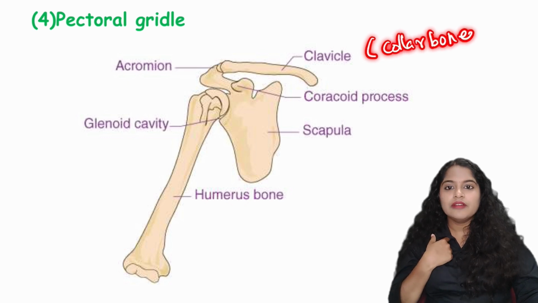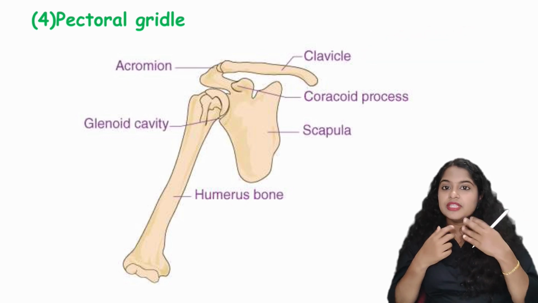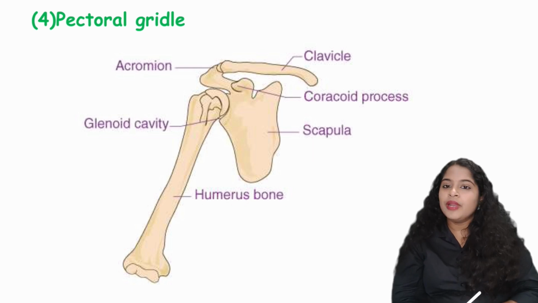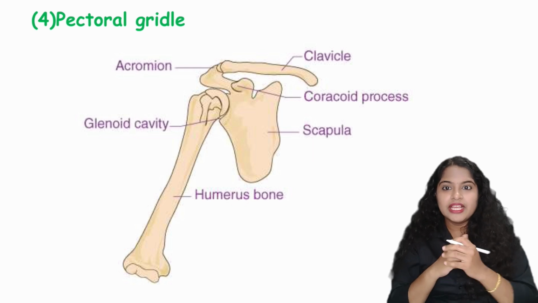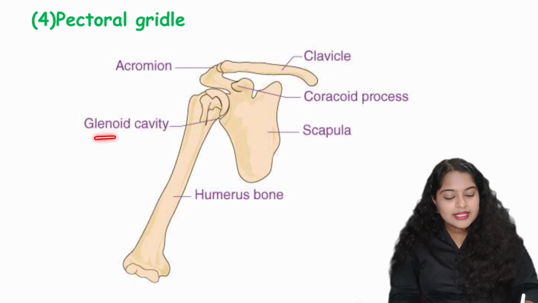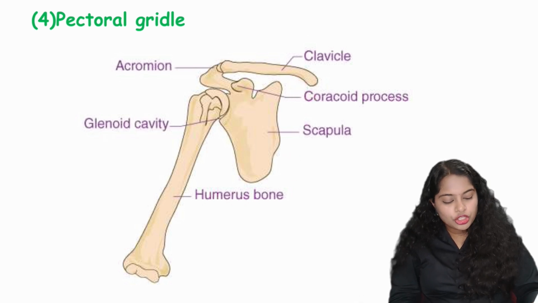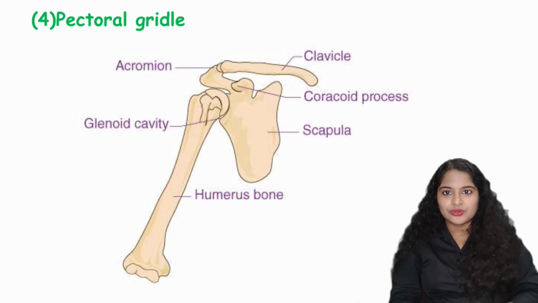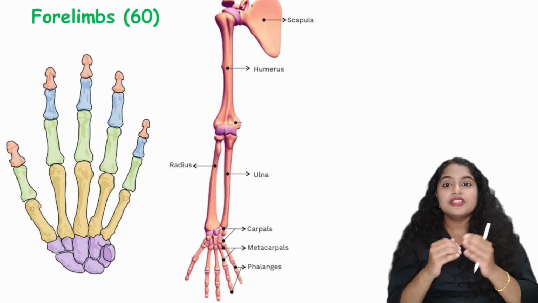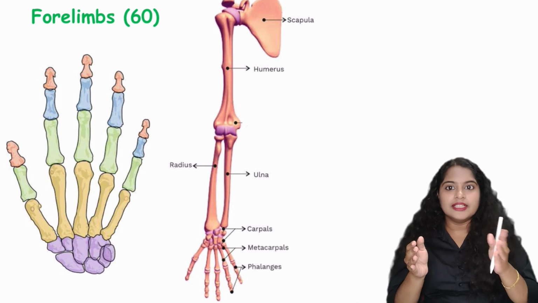See the bones which we can find here, that is the collar bones or the clavicle. A triangular flattened bone, that is the scapula, is present between the 2nd and 7th rib. And there is a glenoid cavity present onto which the humerus is coming and attaching. So coming to the forelimbs, we have 60 bones in forelimbs. That is 30 on the left side and 30 on the right side.